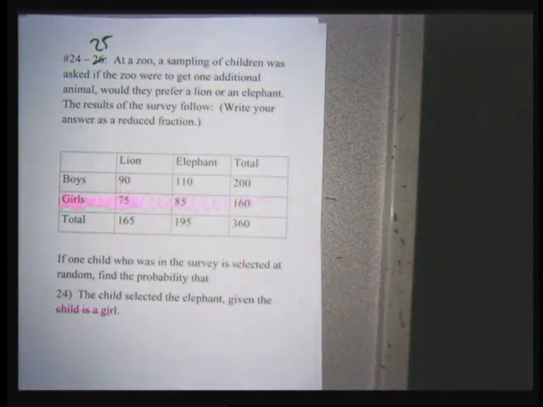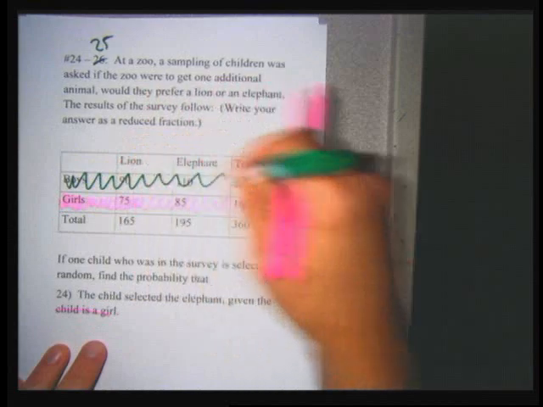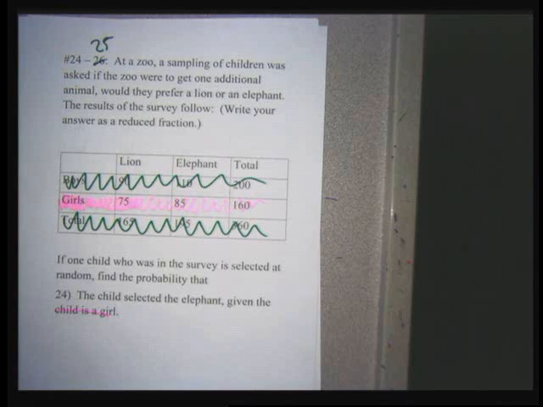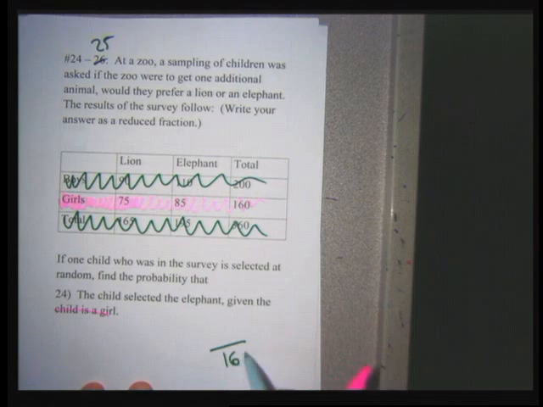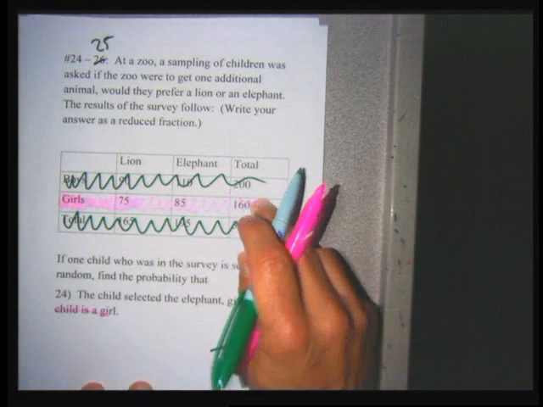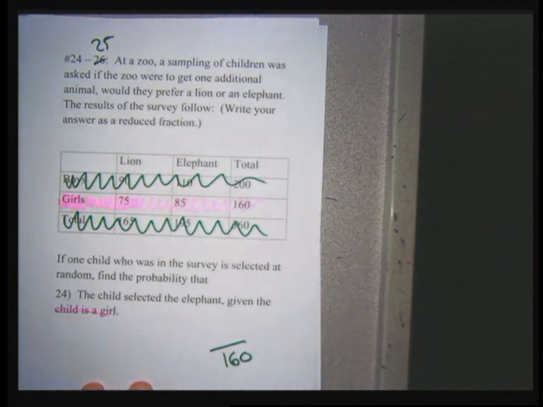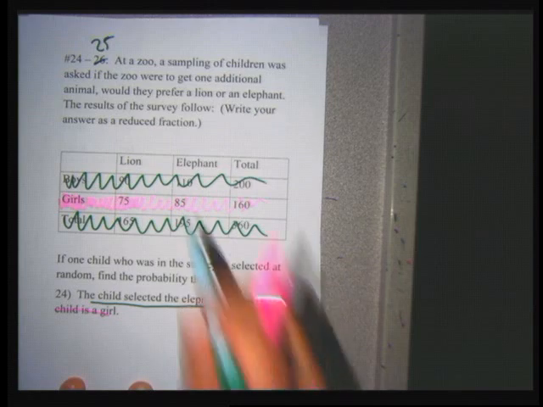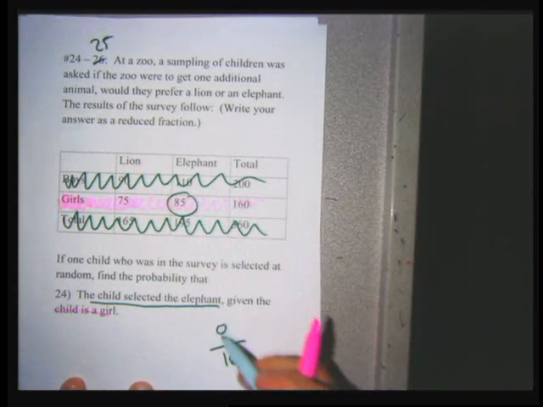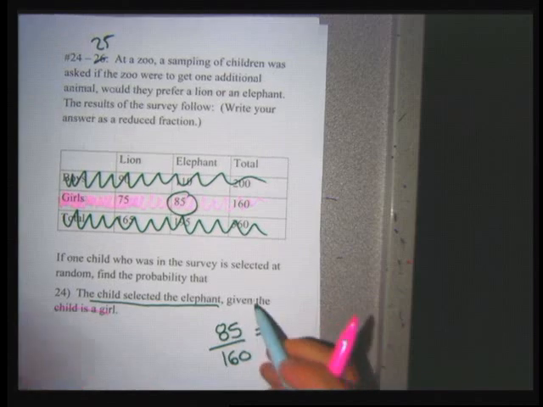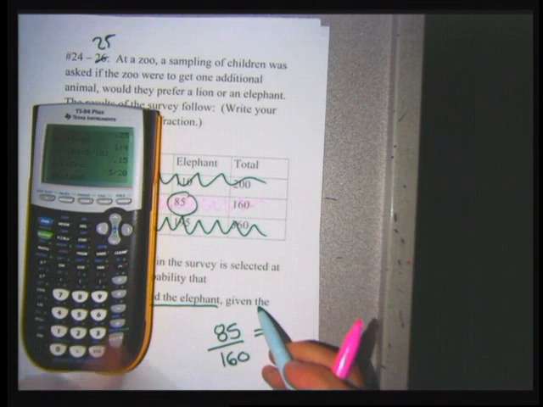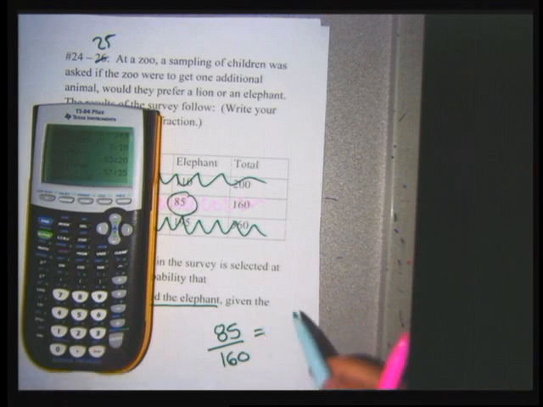So for my denominator, I'm not going to look at any other numerical part of the table, except the ones that fit the child as a girl. So the denominator for this probability is going to be 160 because that's the total number of girls. The numerator needs to be within the row the ones that fit the desired characteristic, and the desired characteristic is the child selected the elephant, and there's 85 of those 160 that fit that. So now I'm going to go 85 divided by 160, and then math, enter, enter, and get 17 over 32.